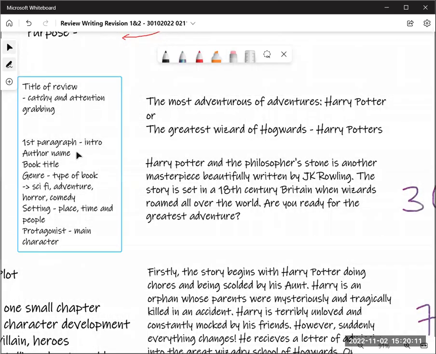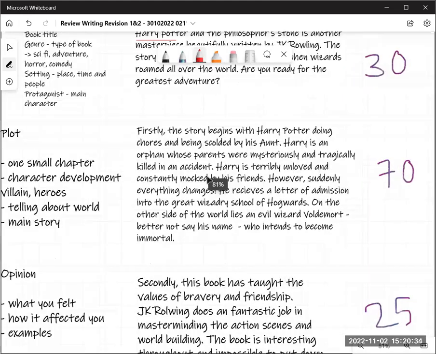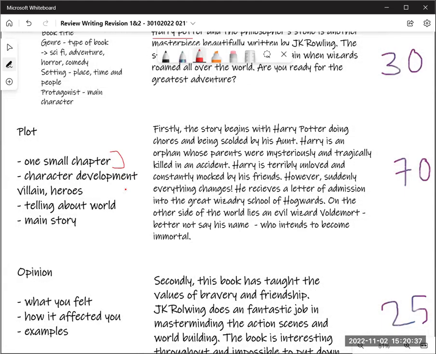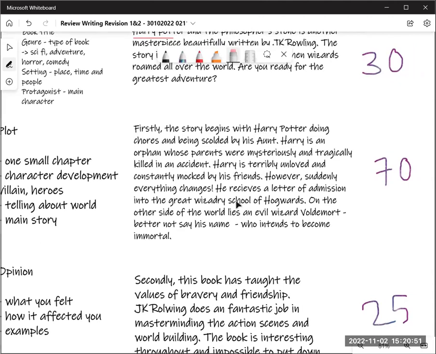Now, second, the first paragraph. What should the first paragraph have? Najla, tell me. Intro, the author name, and the book title. Okay, and the setting as well, and the protagonist. Now, the protagonist is Harry Potter, actually. Now, next thing is the plot. What should be there? A small chapter about it, the characters. You tell about the world and basically the main thing about it. So we mentioned his aunt. We talked about his parents.